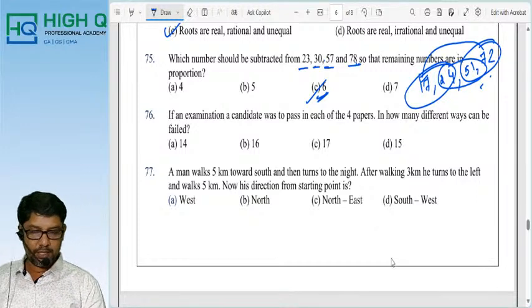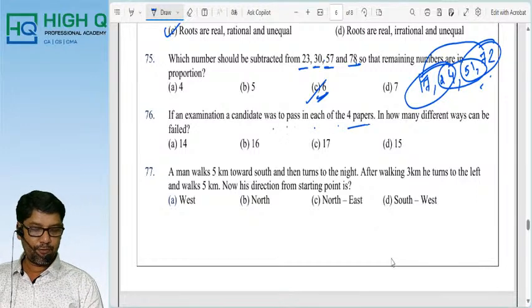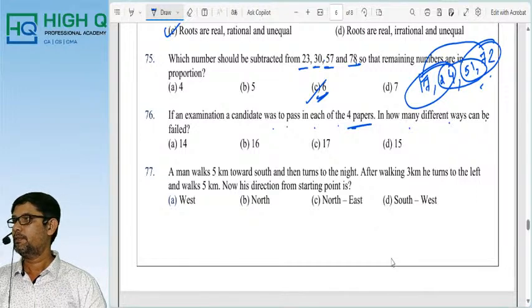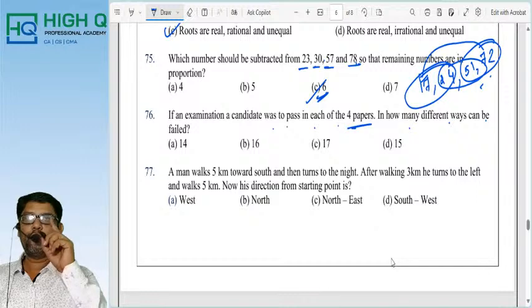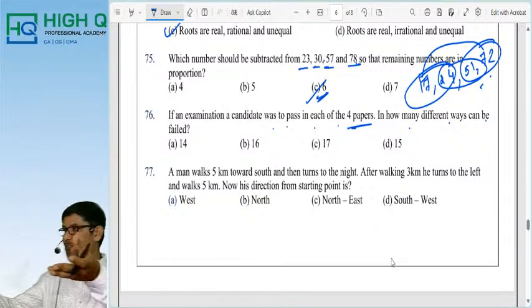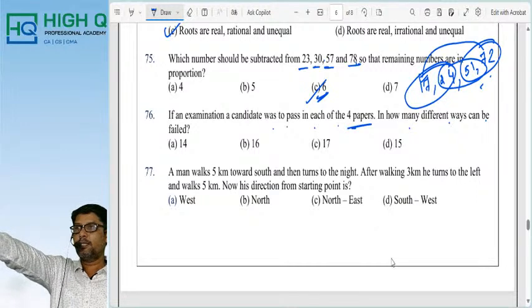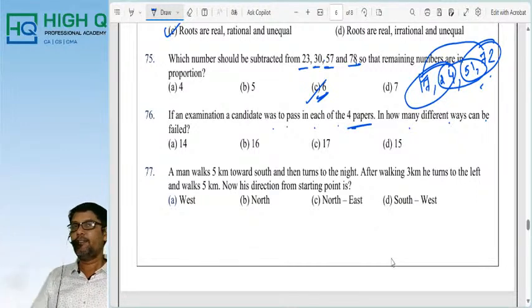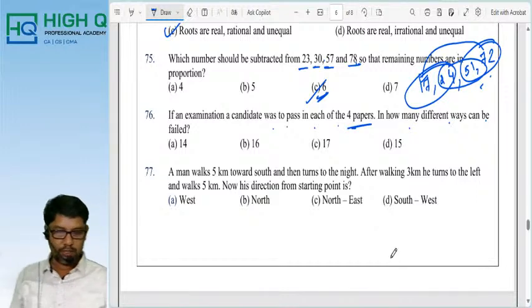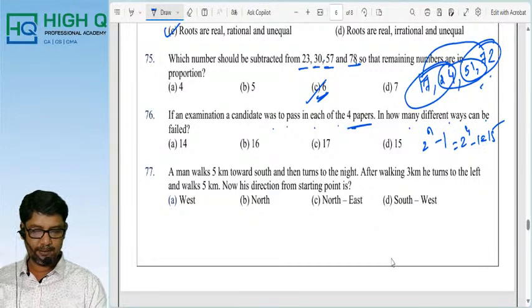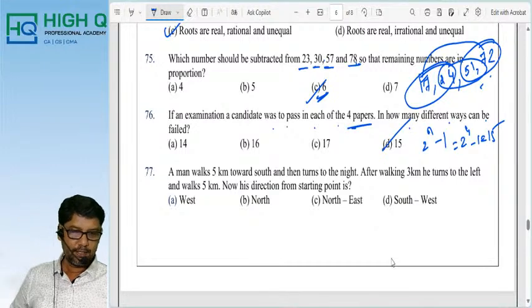In an examination, a candidate was passed in each of the 4 papers. In how many different ways can he fail? 15. See, even if you fail one paper in your CA foundation exam, there is only one chance to clear it. What is it? You should pass in all the subjects. Even if one subject fails, you have to write again. So therefore, 2 power n minus 1, 2 power 4 minus 1, 15. Danyashree, it is not 16, it is 15.